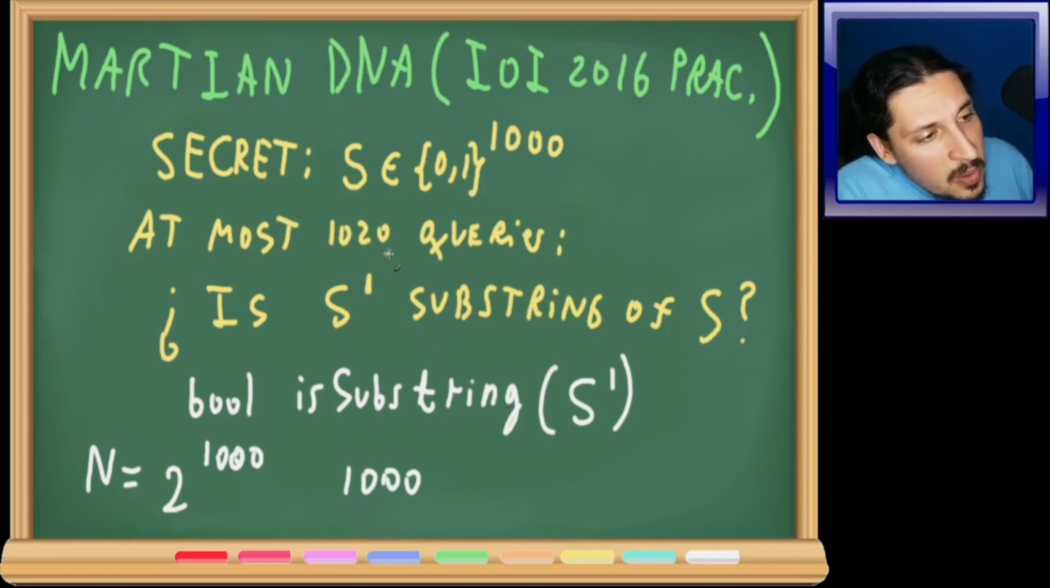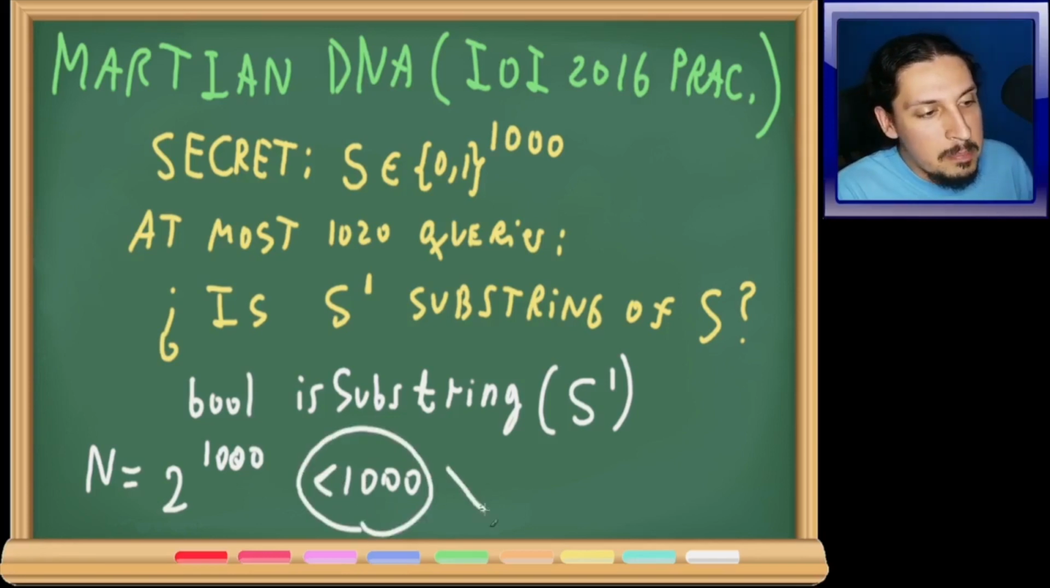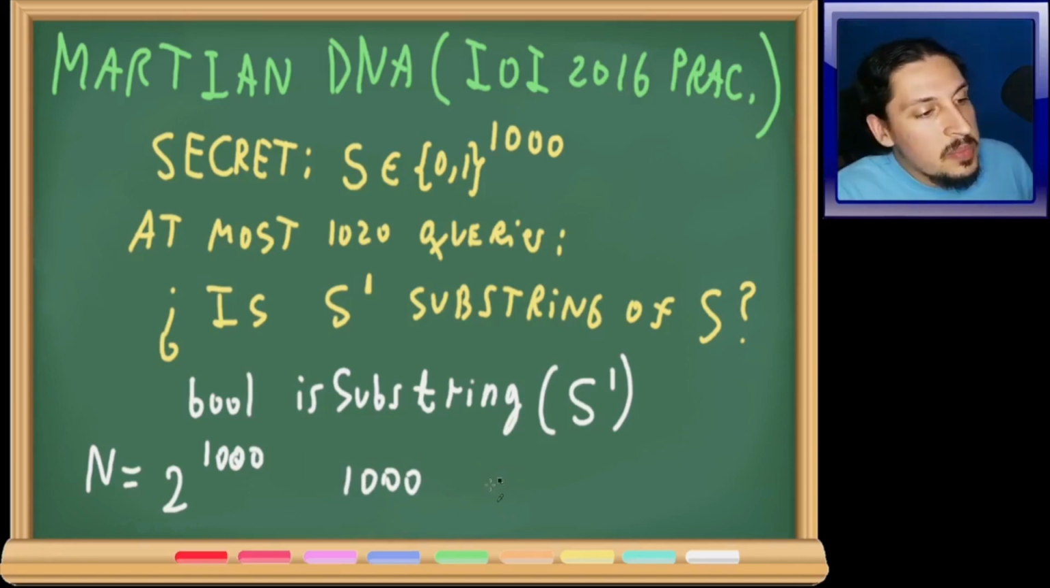And we are given only 1020 queries. They are binary queries, so they give us at most 1 bit of information per query. So we're only given slightly more than the theoretical optimum that we know. There is no algorithm in the world that in the worst case is guaranteed less than 1000. This is impossible. So the optimal is 1000 or more, and we are allowed 1020, so we don't have too much margin.